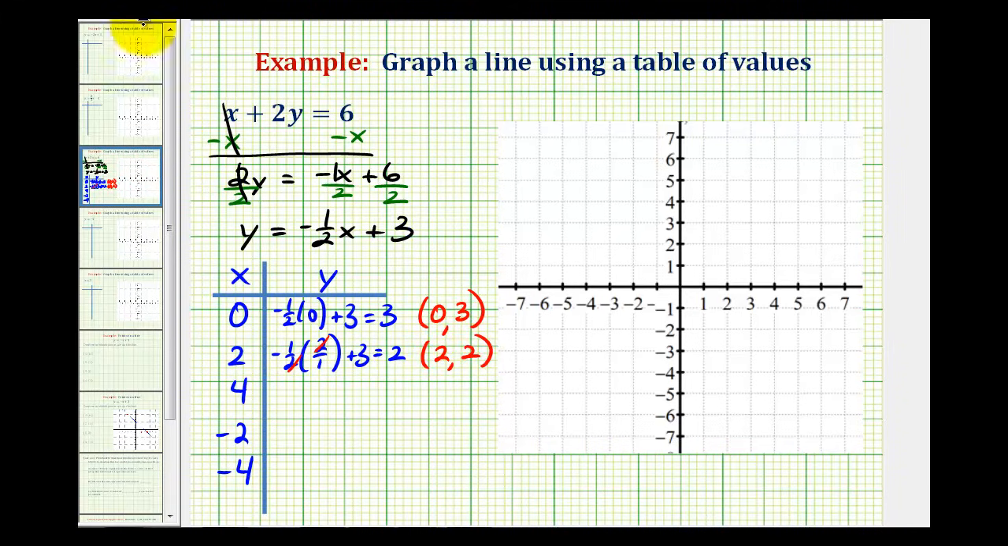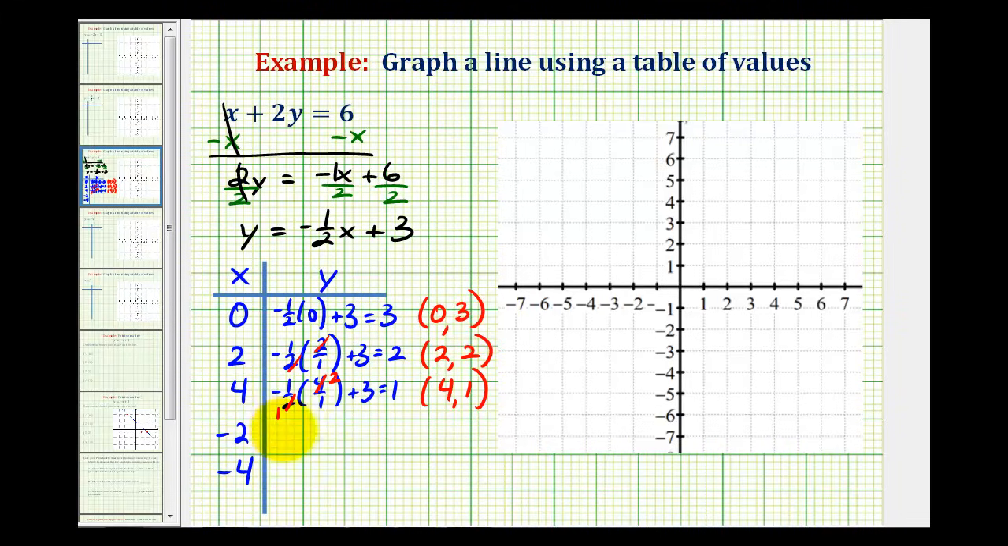And now we'll substitute 4 for x. We have negative 1/2 times 4 over 1 plus 3. Again, the 2 and the 4 simplify. 2 simplifies to 1, 4 simplifies to 2. So this product would be negative 2 plus 3, which is 1. So the point when the x-coordinate is 4 and the y-coordinate is 1 is on the line.